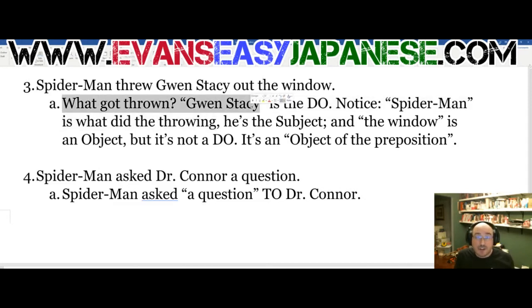Okay. So what got thrown? Gwen Stacy got thrown. That's how we know it's a direct object. Notice that Spider-Man is what did the throwing. He's a subject. Yeah, the windows, I already said all this.